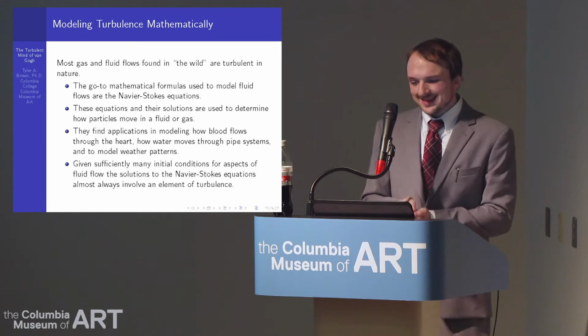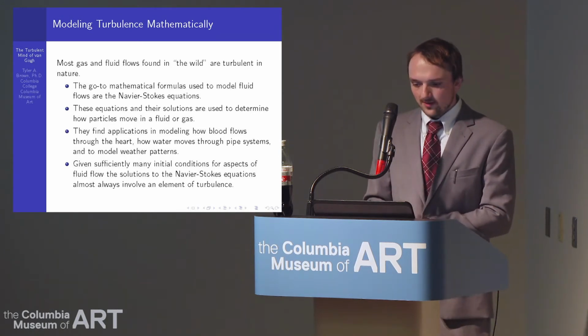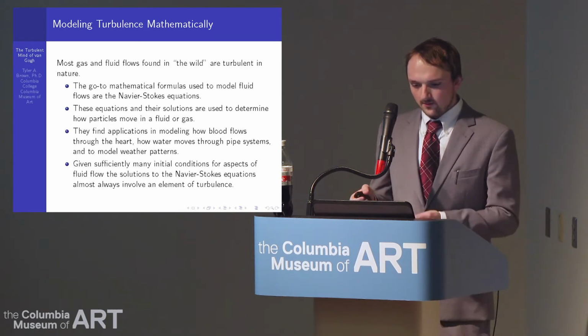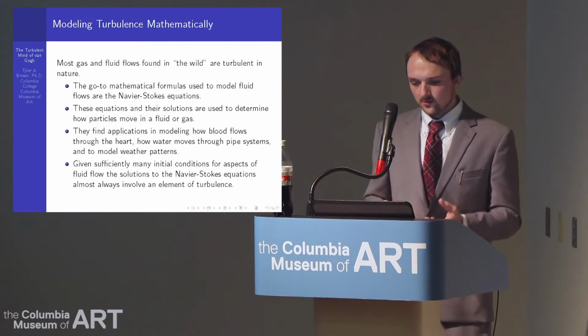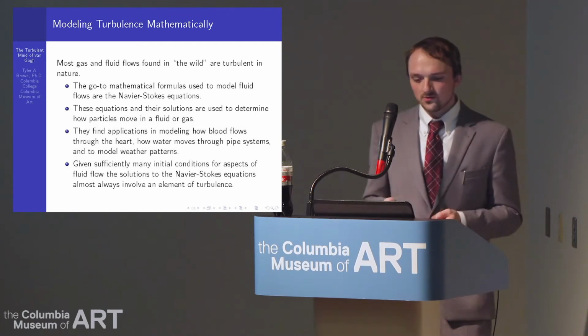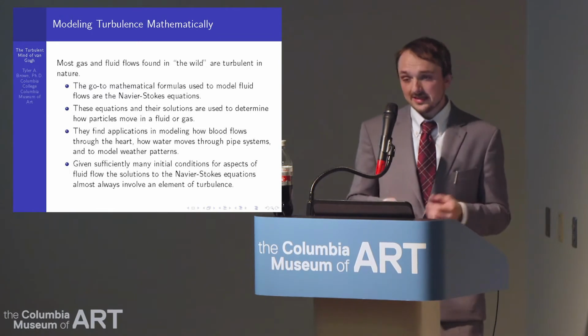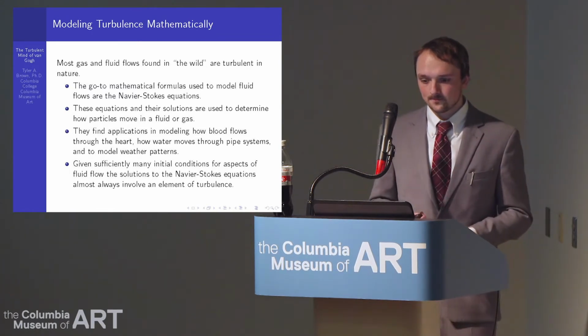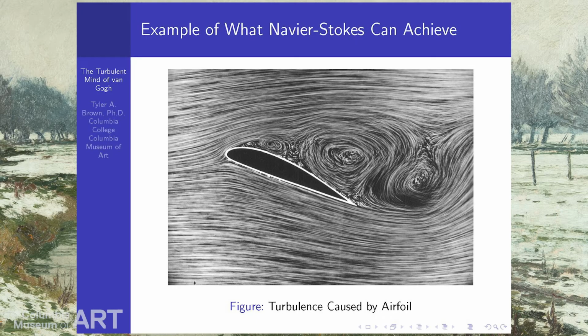Given sufficiently many initial conditions for the Navier-Stokes equations and for the aspects of the fluid flow, the solutions to the Navier-Stokes equations almost always involve an element of turbulence, at least the interesting ones anyway. So what do the Navier-Stokes equations give us? They give us basically this sort of appearance here.